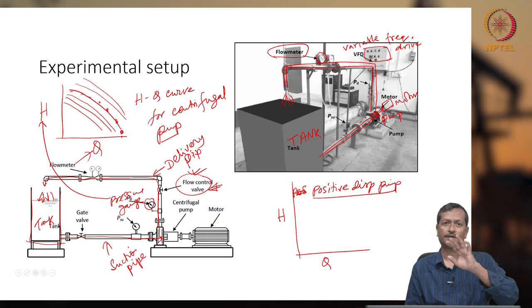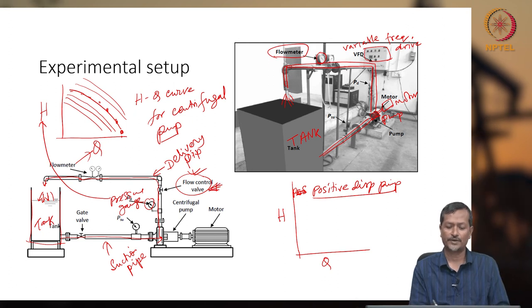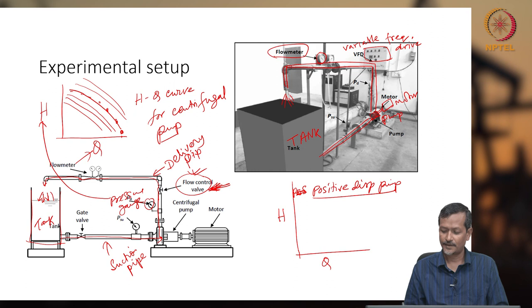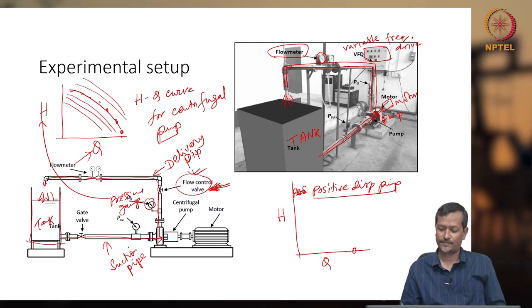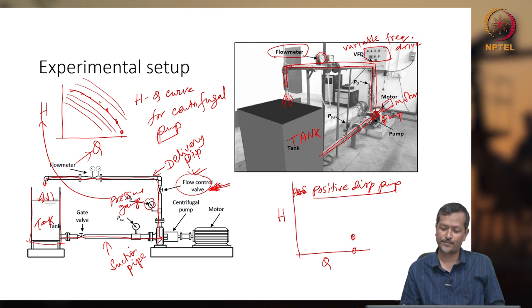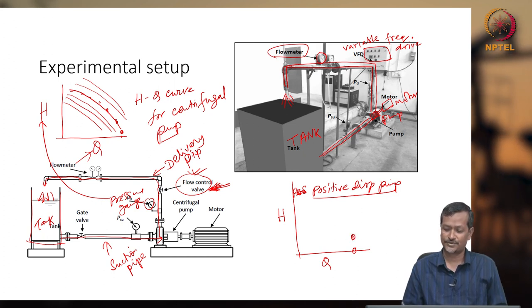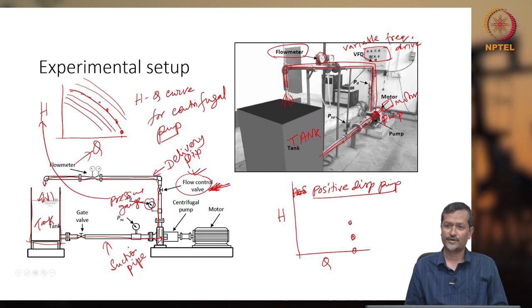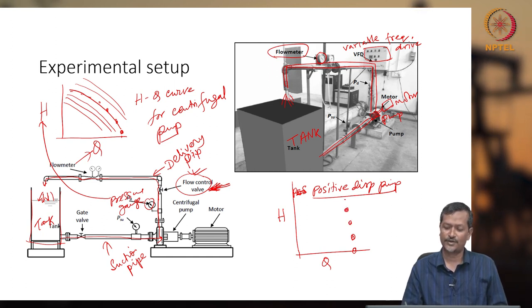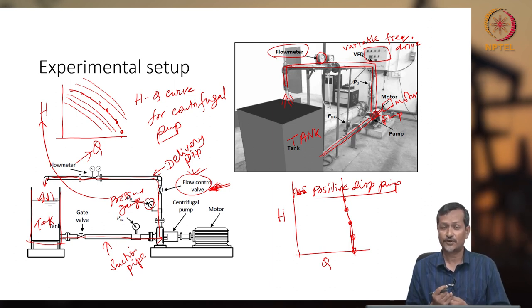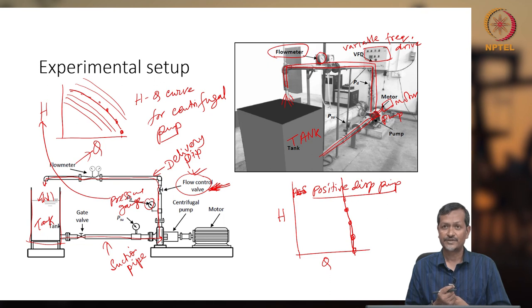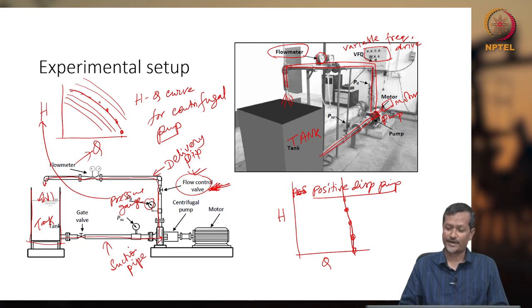Initially, the flow control valve is open completely. You get a very high flow rate. Then you close the flow control valve a little bit. Your head or pressure will be increasing, but the flow rate will not change. Again, you close a little bit, flow rate does not change. Again you change, again you change, flow rate is not changing. So you are getting an almost completely vertical curve. So if you are using positive displacement pumps such as sucker rod pump or progressive cavity pump, you will get a curve that is almost vertical, okay.